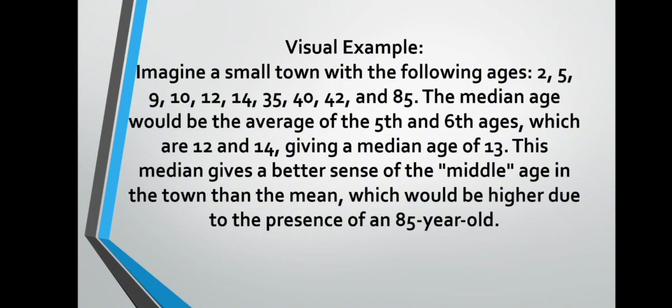Then visual example. Now let's learn the visual example of median. Imagine a small town with the following ages: 2, 5, 9, 10, 12, 14, 35, 40, 42 and 85. The median age would be the average of the 5th and 6th ages, which are 12 and 14, giving a median age of 13. This median gives a better sense of the middle age in the town than the mean, which would be higher due to the presence of an 85-year-old.